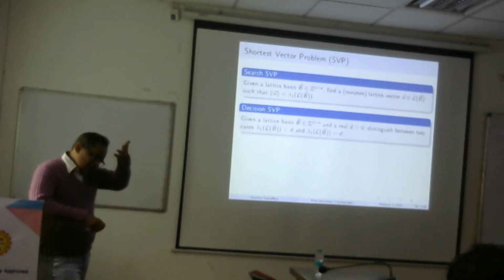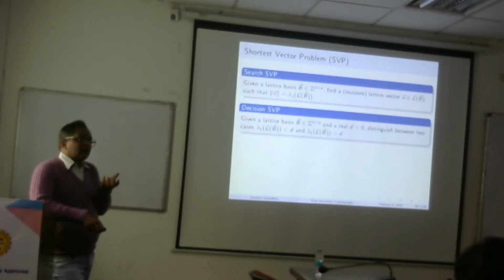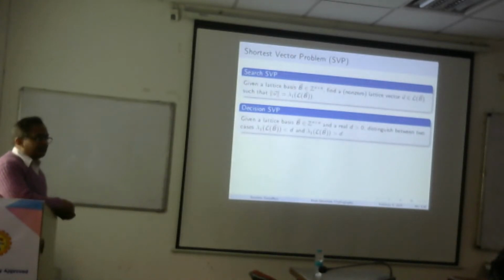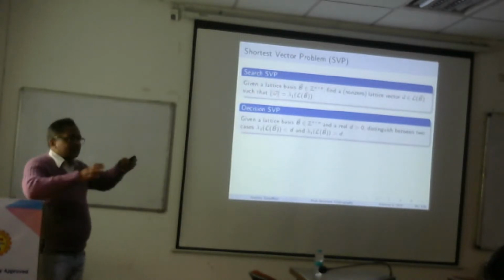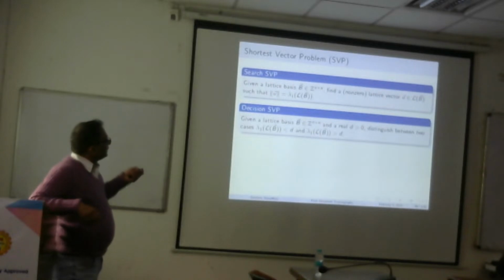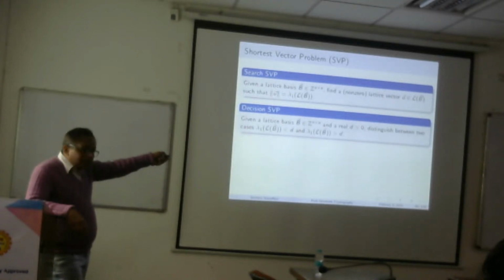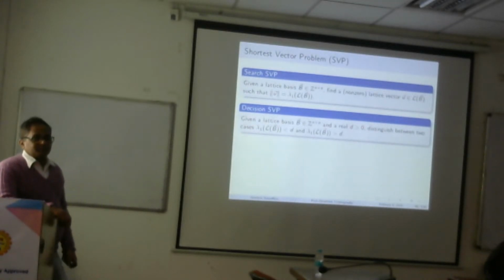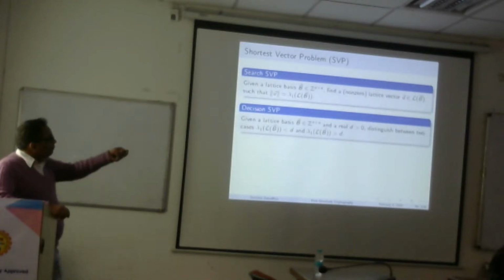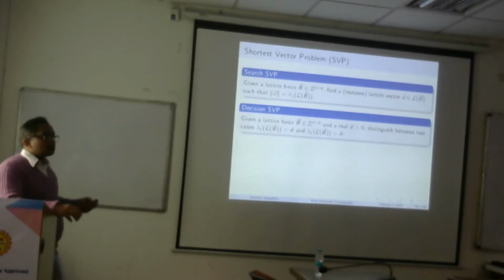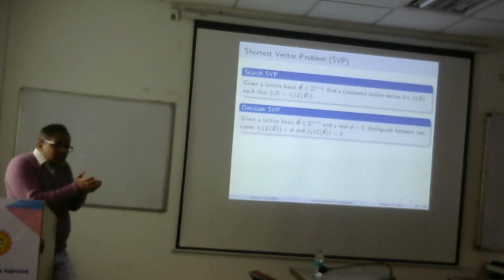In theoretical computer science, you have lots of problems which are computational and decisional. Computational problems are: compute this value. Decisional is: tell whether this is greater than this or less than this. The computational version is called search SVP. I give you a lattice, which means I have given you basis vectors, and I ask you to find the shortest vector in this lattice, a vector u whose length is lambda 1. Lambda 1 is that least length. So you have to find u such that its length is equal to lambda 1. This is why it is called the shortest vector problem.